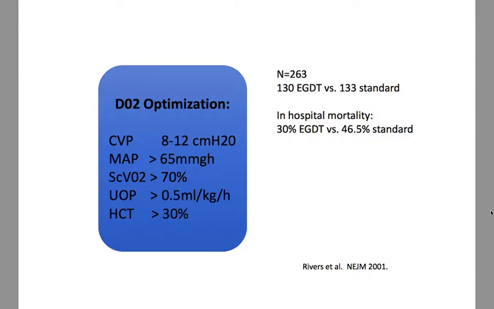This was a single center study in Detroit, Michigan of 260 patients. 130 got early goal-directed therapy, 130 got standard therapy, and they found a tremendous reduction in mortality by giving early resuscitation for sepsis, 30% versus 46%.